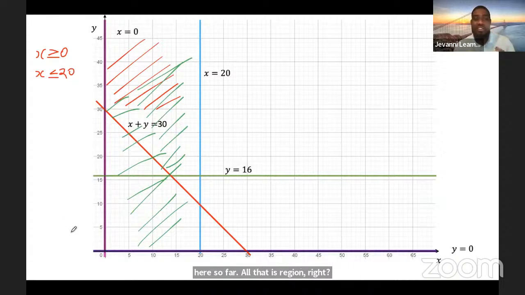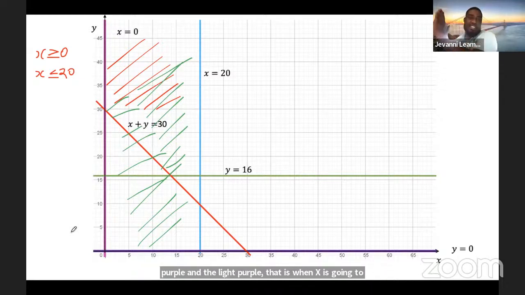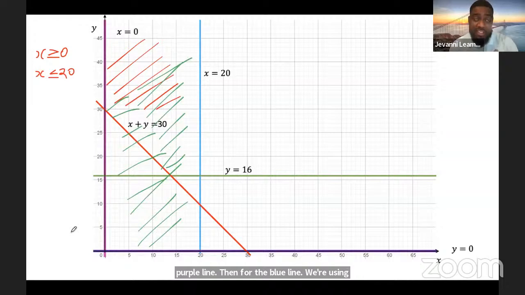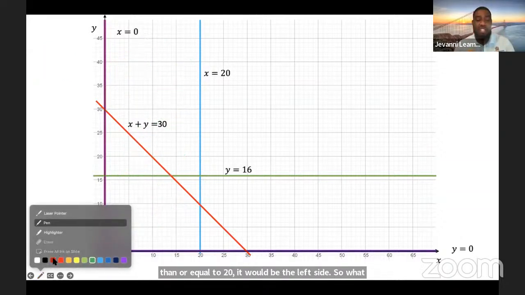Why am I doing this? To show you that when you go to the right of the purple line, the light purple, that is when x is greater than or equal to 0, right? So everything over the right side of that light purple line. Then for the blue line, we're using that as our reference. And to shade x is less than or equal to 20, it would be the left side. So what does that mean?